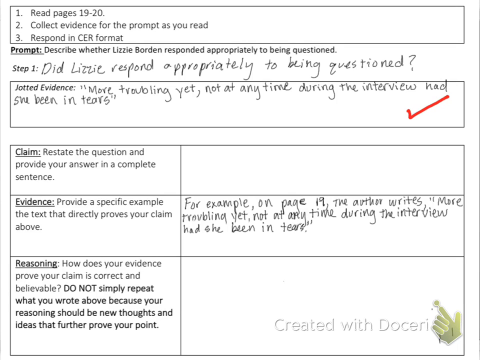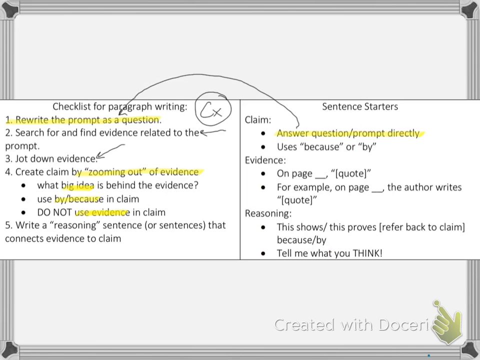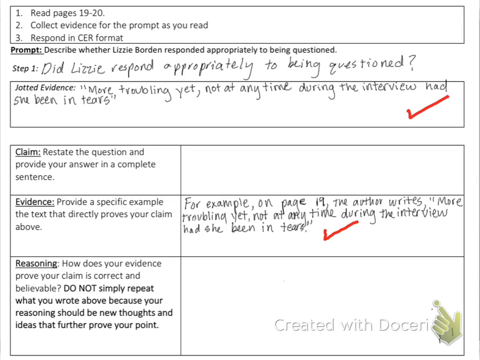You've used your evidence in the sentence starter to plug into the CER, but then you struggled with this claim part. So here, step 1, like I said before, when we rewrite that prompt as a question, it helps us answer the question directly when we start our claim. So here my question is, did Lizzie respond appropriately to being questioned? To answer that question directly, it's really easy.